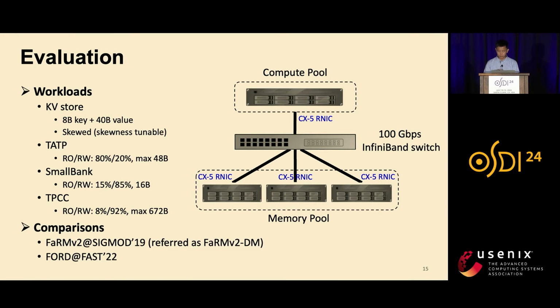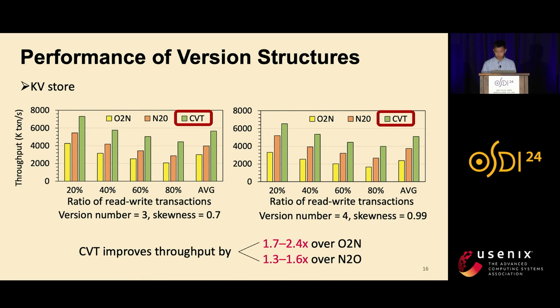Our testbed includes 3 memory nodes and 1 compute node interconnected via InfiniBand. The workloads include a KV store as a micro benchmark and 3 widely used OLTP workloads. Each table in each workload is replicated into 1 primary and 2 backups in different memory nodes. We compare Motor with FarmV2, a multi-versioning system using a linked chain, and Ford, a single version system for disaggregated memory. We first use KV store to compare our CVT with the traditional linked chain structures.